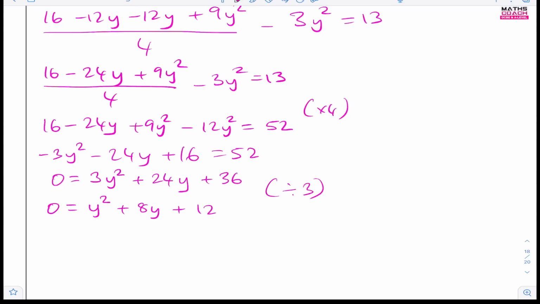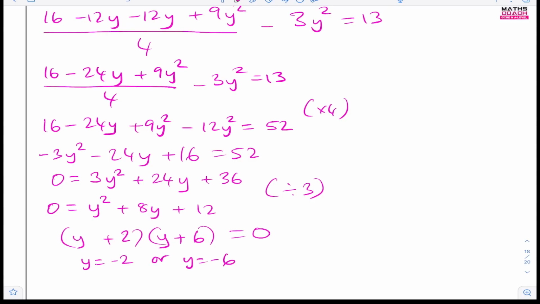Now let's go factorize this using the AC method or otherwise. So when you factorize this, you should have two brackets. I'm going to write the equal on this side now. It's the same thing as writing equal on the other side. So I have (y plus 6)(y plus 2), 6 and 2, that's a positive, and that's also a positive. So therefore my values of y are minus 2 or minus 6.